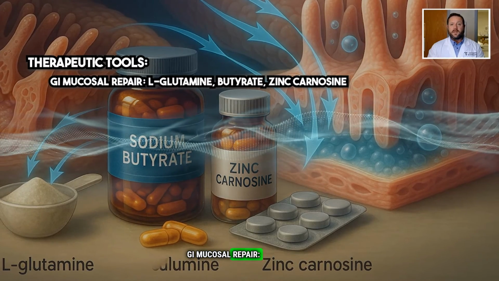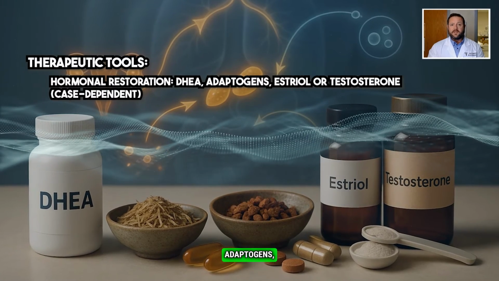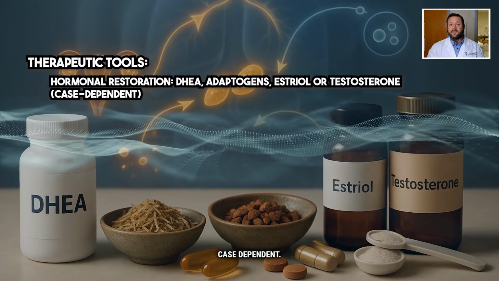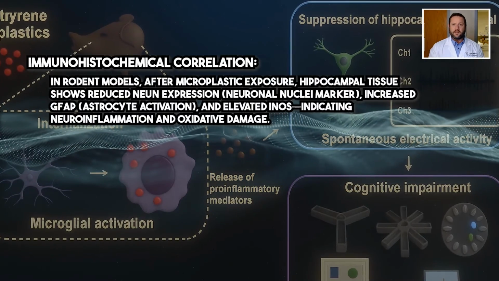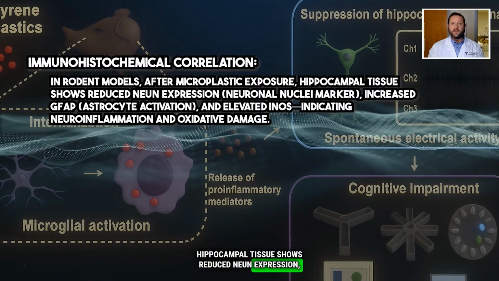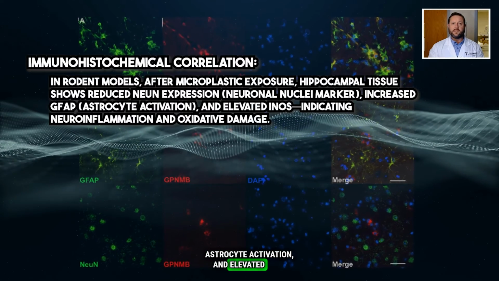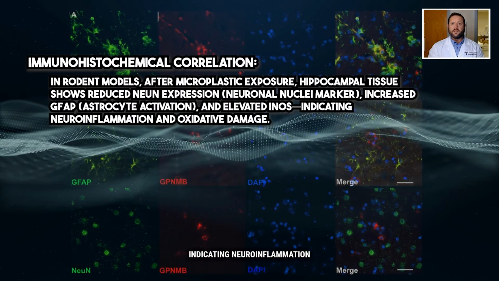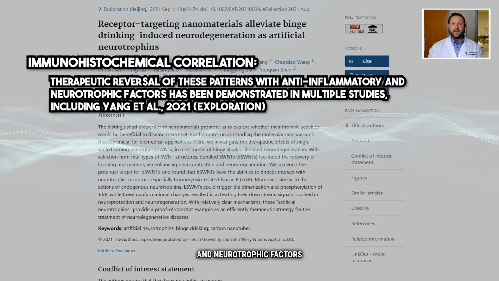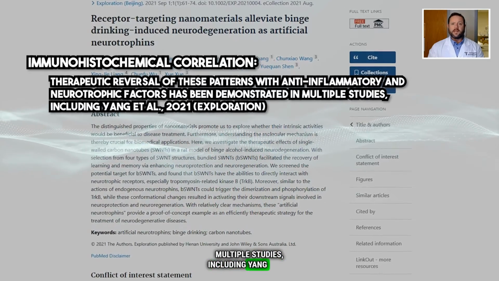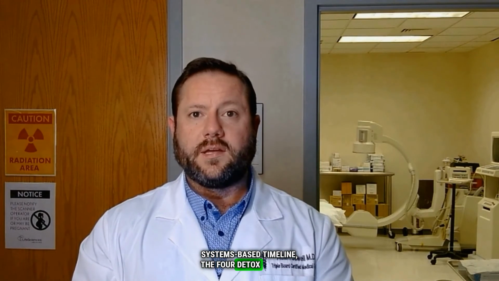GI mucosal repair, L-glutamine, butyrate, zinc carnosine; hormonal restoration, DHEA, adaptogens, estriol or testosterone, case-dependent. Immunohistochemical correlation: in rodent models, after microplastic exposure, hippocampal tissue shows reduced NeuN expression, a neuronal nuclei marker, increased GFAP, astrocyte activation, and elevated iNOS, indicating neuroinflammation and oxidative damage. Therapeutic reversal of these patterns with anti-inflammatory and neurotrophic factors has been demonstrated in multiple studies, including Yang et al., 2021, Exploration.